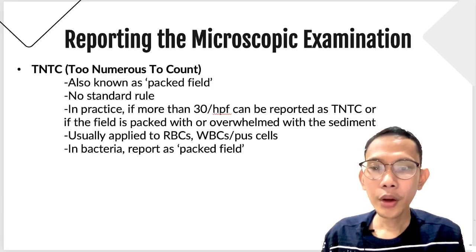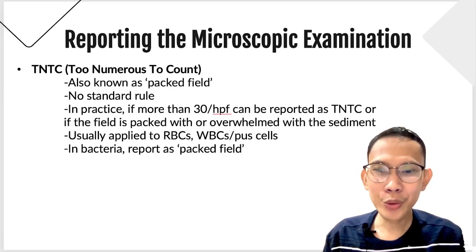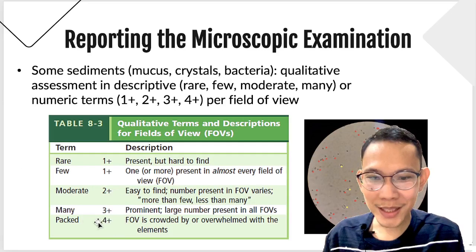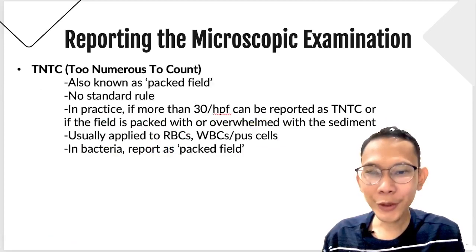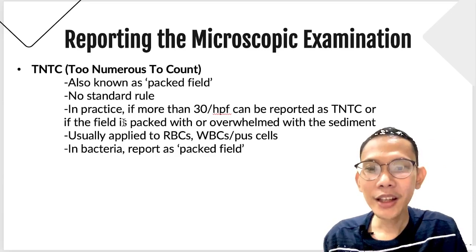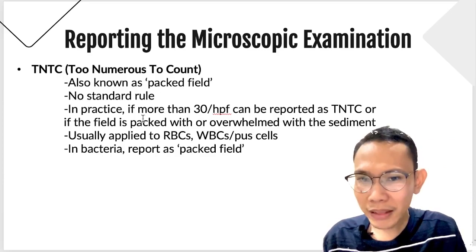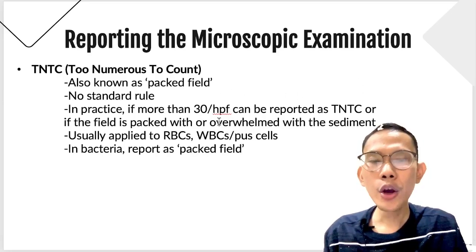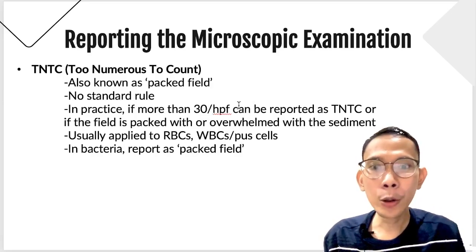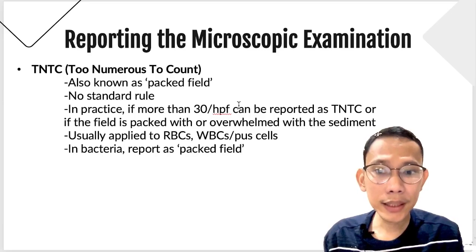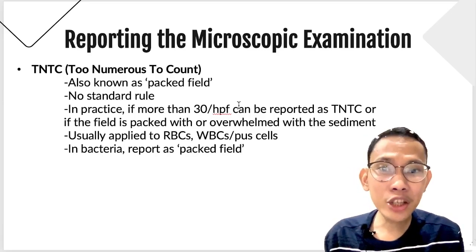We also have what we term as your too numerous to count, or yung sinasabi natin na packed field. Diba, packed field is 4 plus. So, ito yung minsan nilalagay namin, TNTC pag nakalagay sa reporting. No standard rule of this, but in practice, if there are more than 30 per high power field, it can be reported as TNTC. For example, in a high power field, nagbabasa ka ng RBC count, sobrang daming RBC. So, kung more than 30, we already say that it is TNTC or packed field, or kung numeric siya, 4 plus.